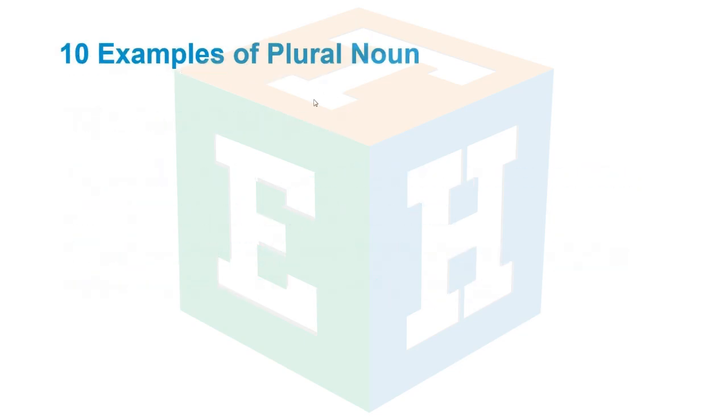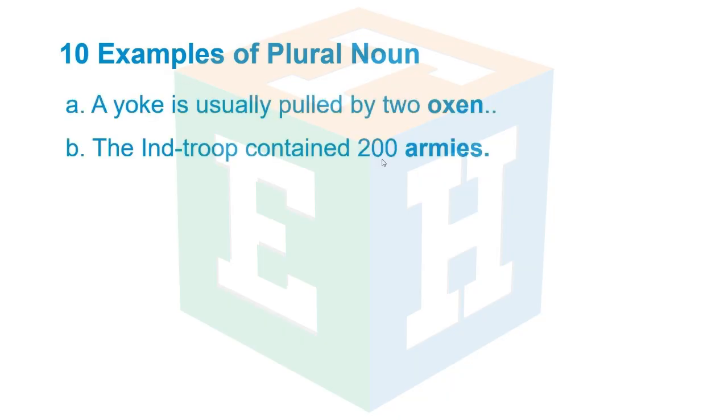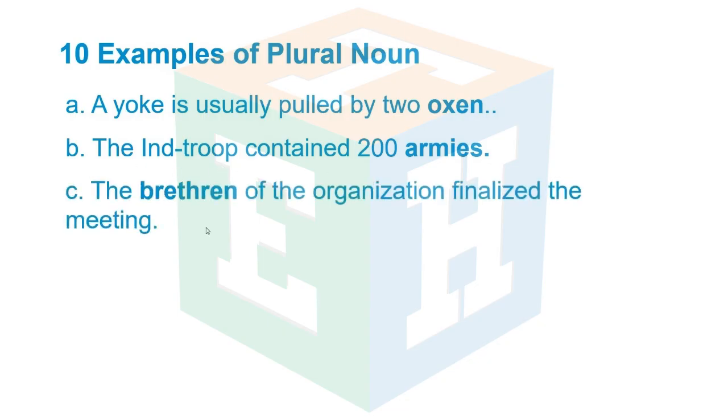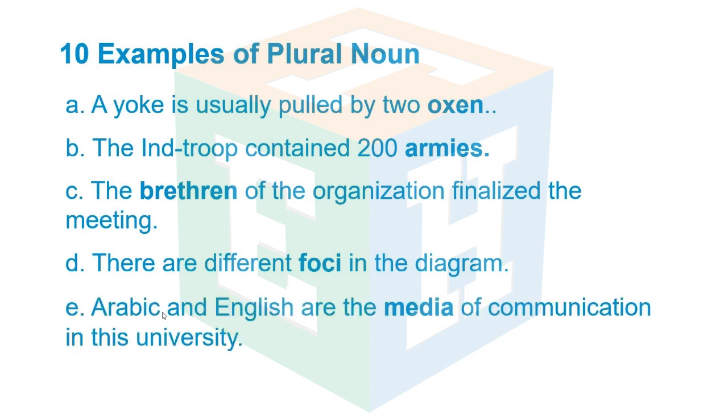10 examples of plural nouns. A yoke is usually pulled by 2 oxen. The troop contained 200 armies. The brethren of the organization finalized the meeting. There are different foci in the diagram. Arabic and English are the media of communication in this university.